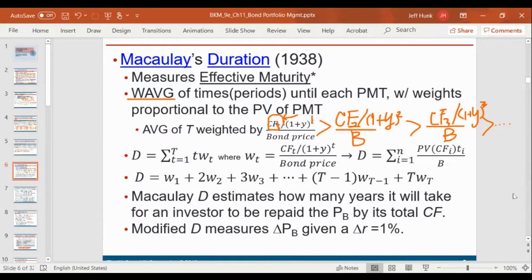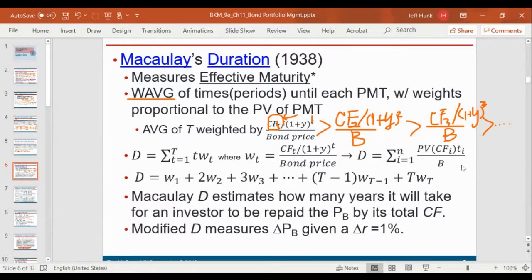So think about it. The weight will be the greatest, and so it's the weighted average, right? It's already weighted. So duration is basically time period one times weight, and sum of all of that, where weight is basically the present value of each coupon payment out of the bond price.